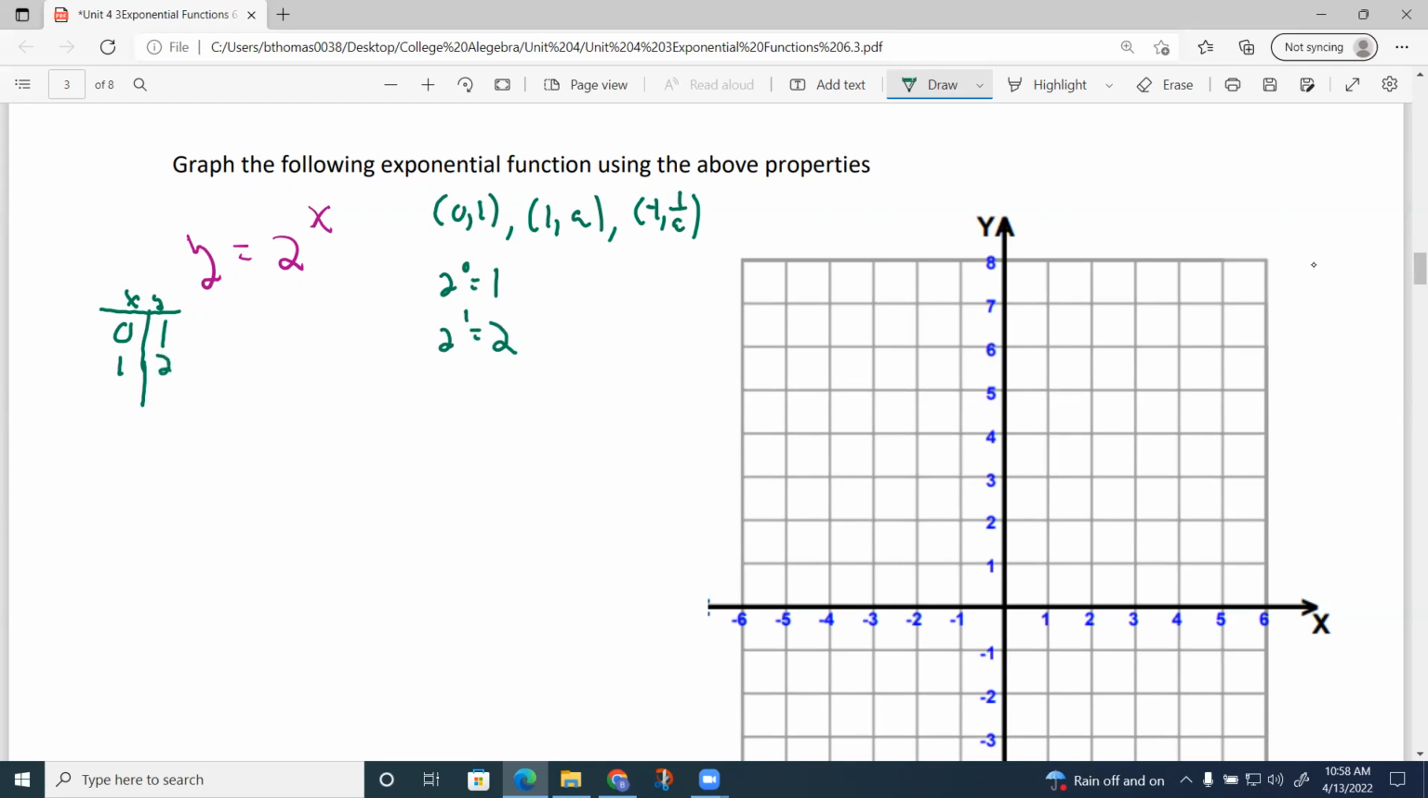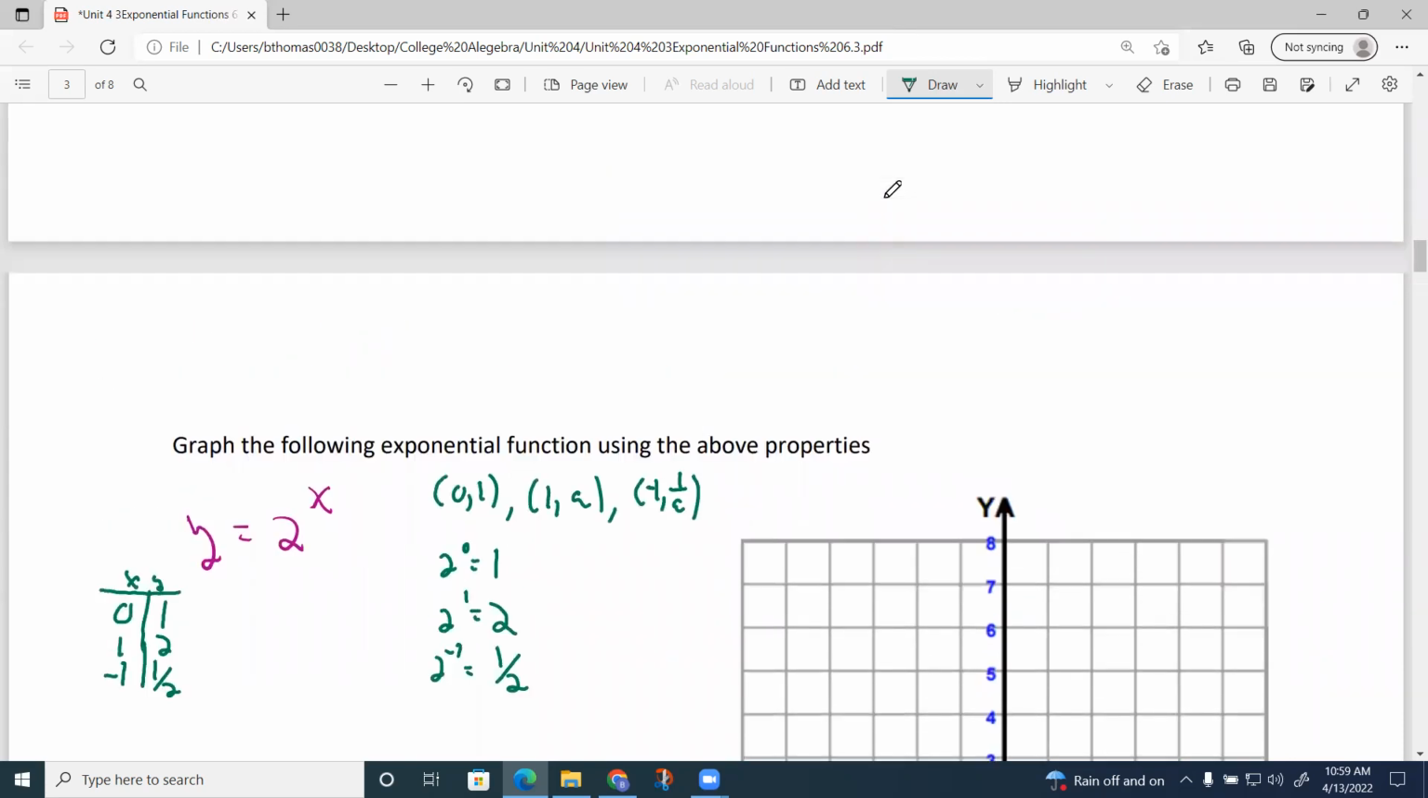And then if I use negative 1, so if I do 2 to the negative 1, that means to take the reciprocal of the 2, which turns it into a 1/2. So negative 1 gave us this 1/2. So that's what they mean by 0, 1, and then 1, a and negative 1, 1 over a, where 1 over a represents the reciprocal of the base.